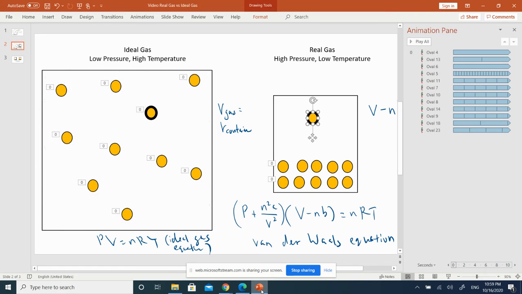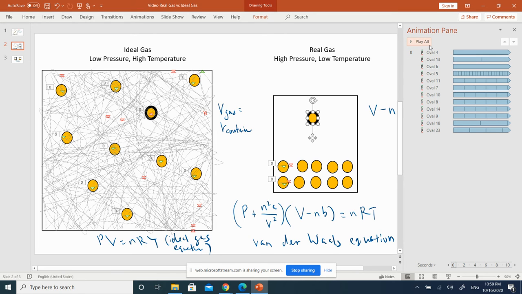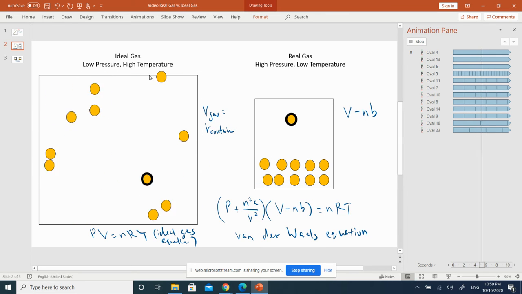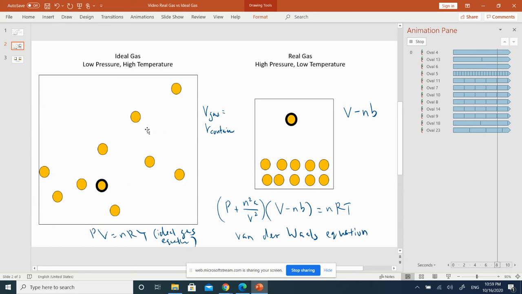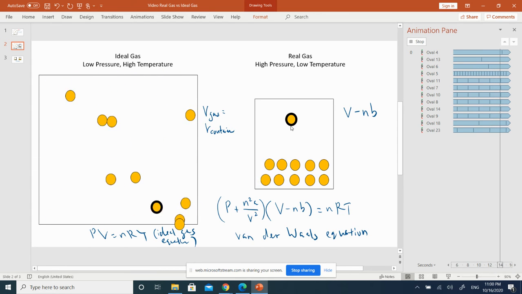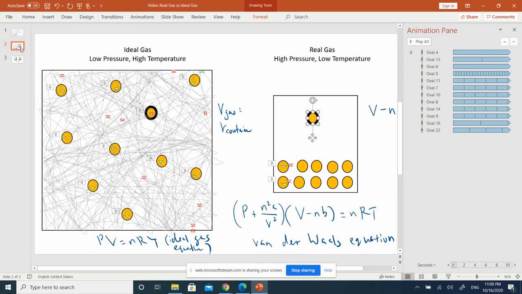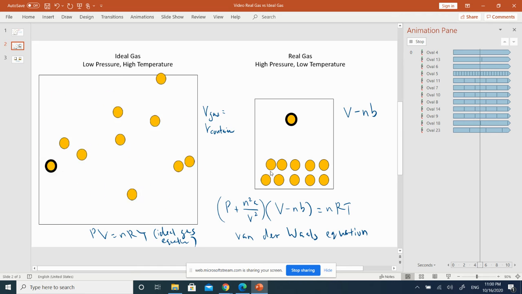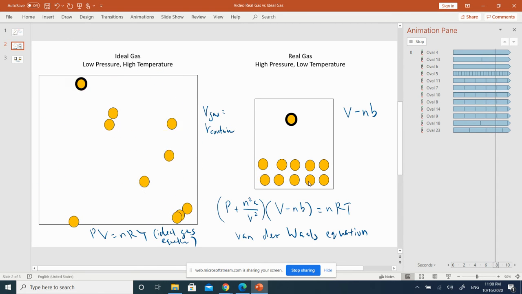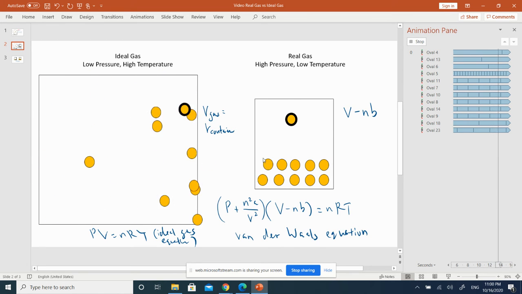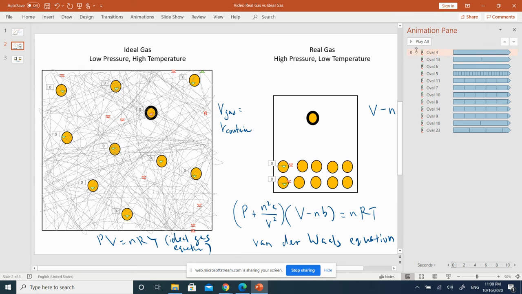Now we can have a look at this. For an ideal gas, it is low pressure, high temperature. The gas molecules will move very fast, and you can see they are not attracted to anyone. However, if we look at another one, at low temperature, the molecules move very slowly, so they will be attracted by the others as well. High pressure is because you can see that the volume here is becoming smaller, so we have high pressure.